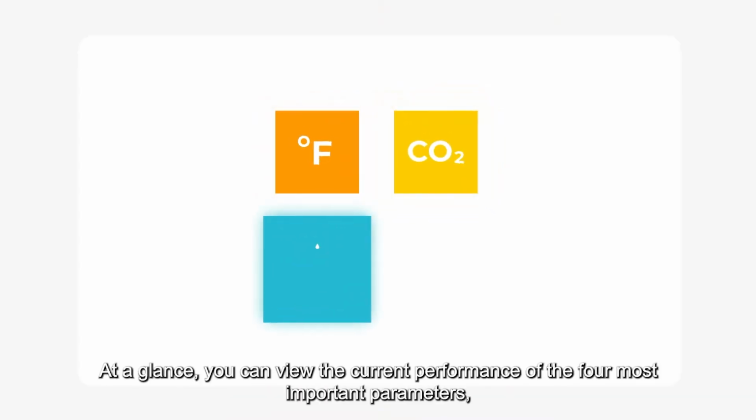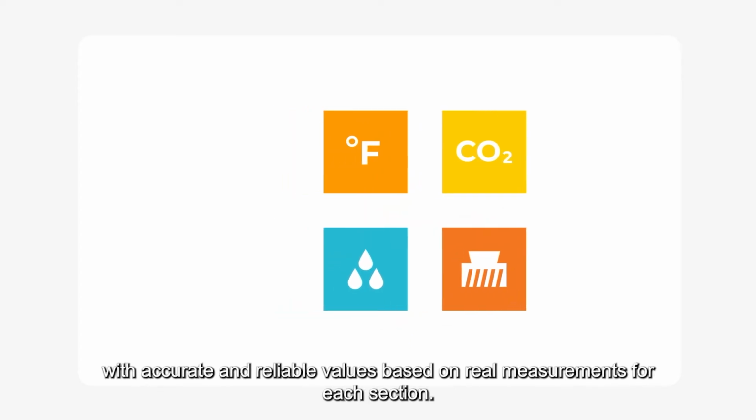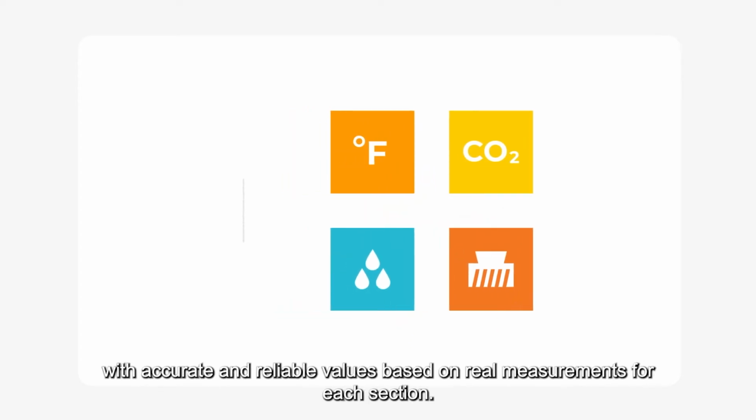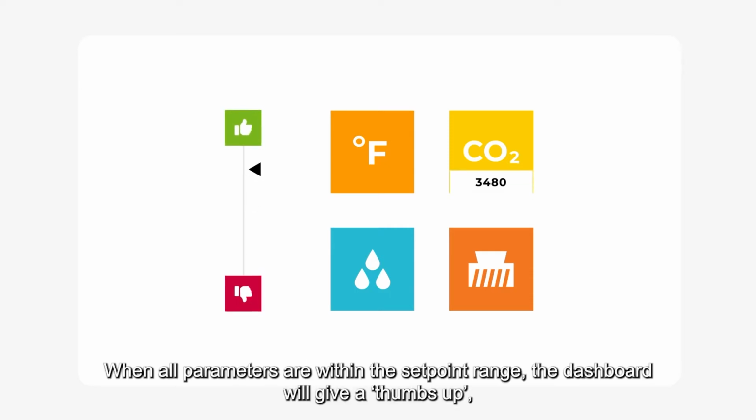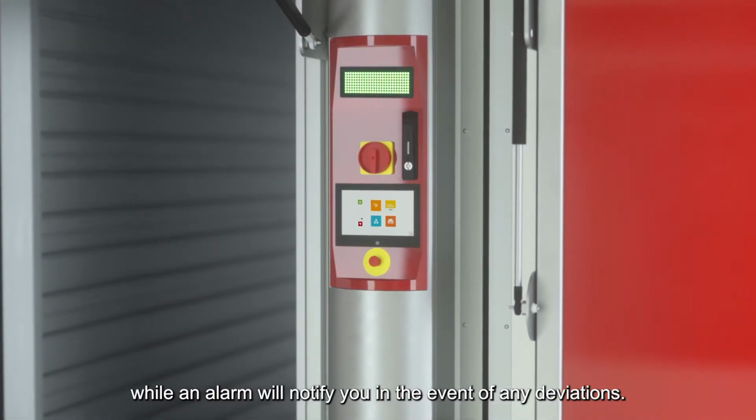At a glance, you can view the current performance of the four most important parameters with accurate and reliable values based on real measurements for each section. When all parameters are within the set point range, the dashboard will give a thumbs up, while an alarm will notify you in the event of any deviations.